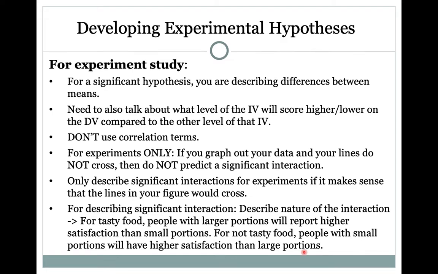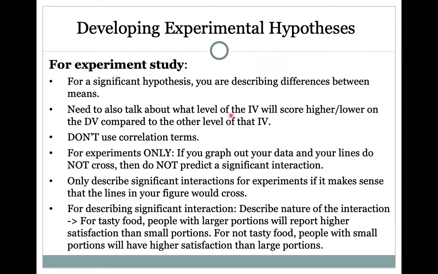So going to an experimental study, developing our hypotheses. For a significant hypothesis, you're describing differences between means for an experimental study. So you need to talk about what level of the IV will score higher or lower on the DV compared to the other level of that IV. Again, an example is coming, so stay tuned.